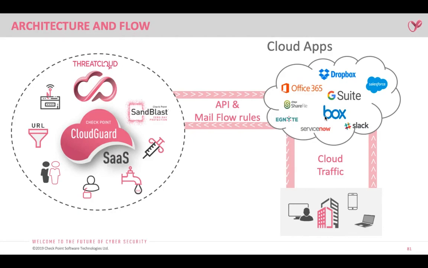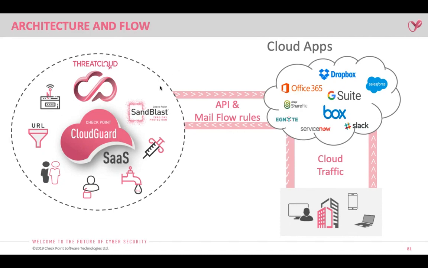And to make the packet flow faster, all the scanning, which you can see in this diagram, which is Threat Cloud, SandBlast, etc., is done in parallel, right? As in when the packet hits CloudGuard, all these security elements get activated, a copy of the packet is transferred to all of them, and they all do the processing in parallel, right?